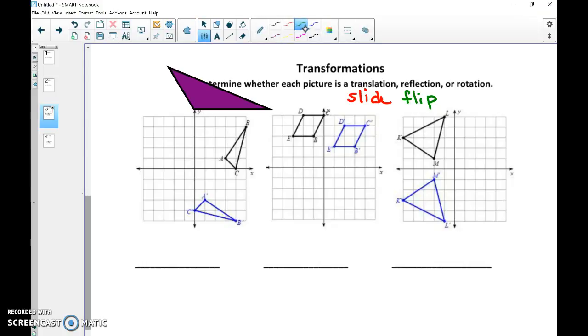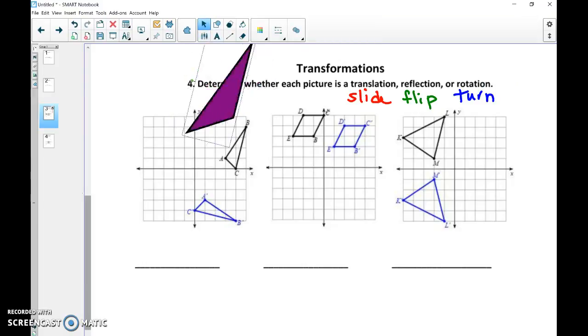And then the last one, rotate. That one's probably the one that we recognize most easily. Another word for that would be to turn or spin it. So if I did that with this, it would look like that. That would be rotating my picture.